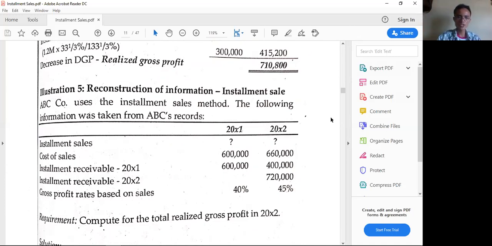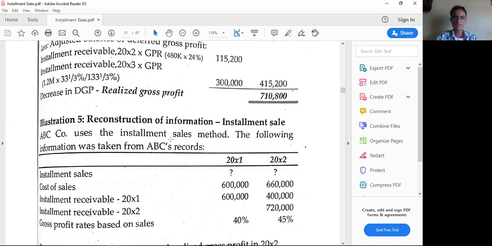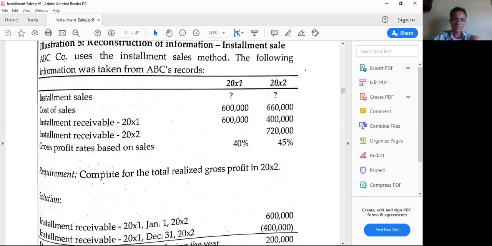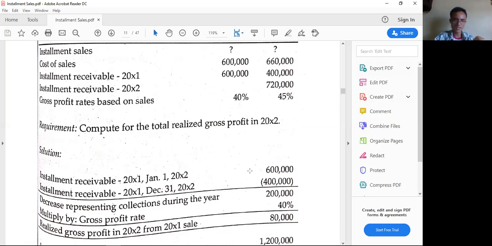Okay, so illustration 5, this is reconstruction of information of installment sale. So for this one, when you say reconstruction, there would be missing items in the problem in question marks. And the requirement is to compute for the total realized gross profit in 20x2. As said, whatever the rates prior to that date, we have to pay respect to such to be used in the computation for realized gross profit in the next years.